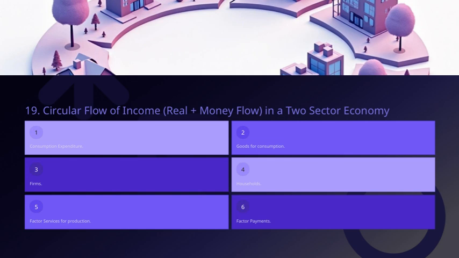Remember, this simplified model shows the basic mechanism, but in real economies, other sectors like government and foreign trade add more complexity. Still, this two-sector view is a great foundation for understanding the basics of income flow.